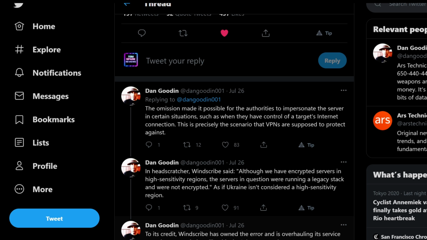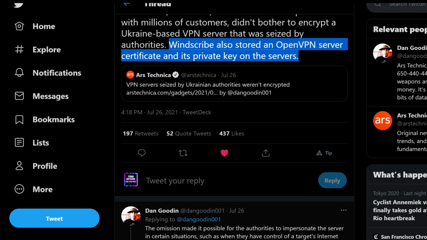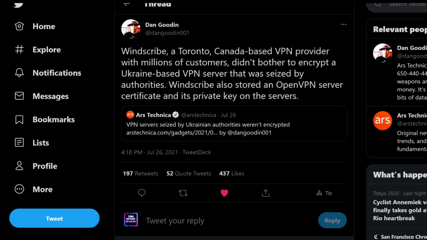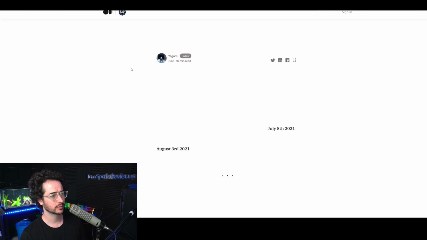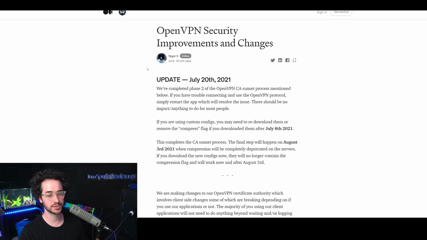To its credit, Windscribe has owned the error and is overhauling its service to make sure omissions like this don't happen again. So that is good, but this is still a pretty serious issue that happened and has impacted Windscribe's reputation pretty badly lately. Another little criticism I have about this vulnerability thing or server seizure thing that's going on, I do think that Yegor purposely renamed the blog to be something that maybe didn't catch the attention of the news websites. I mean, this is just a theory of mine, a tin hat, whatever you want to say.